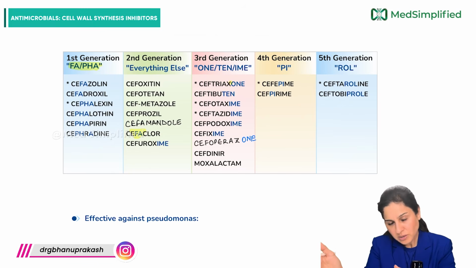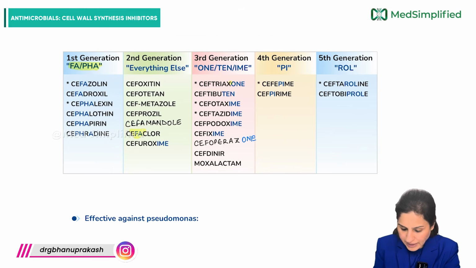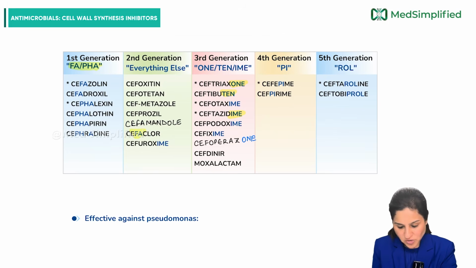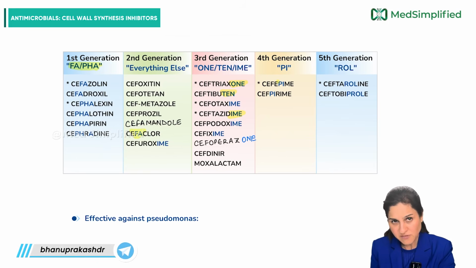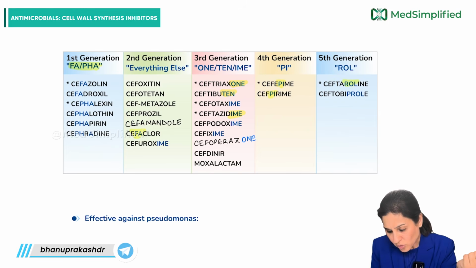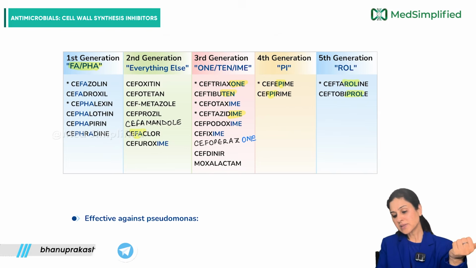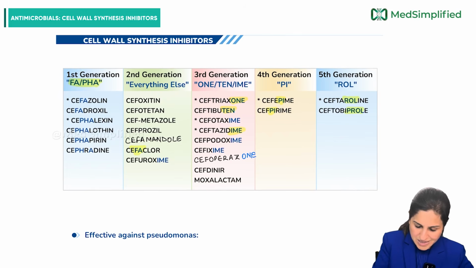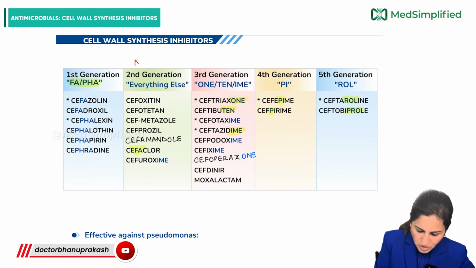Then you move on to the third generation. In the third ones, the names end with "one", "ime", or "I". So ceftriaxone, ceftibuten, ceftazidime, cefpodoxime, cefixime, cefoperazone, etc. Then the fourth generation have "pi" in their spellings, and the fifth ones have "ro" in them. Anything which is left belongs to second generation. Remember, the second generation drugs are not used.